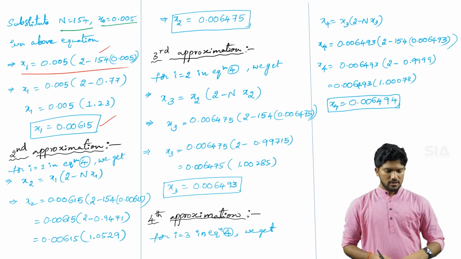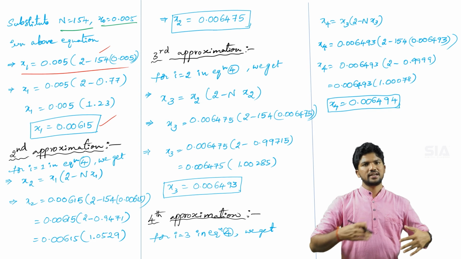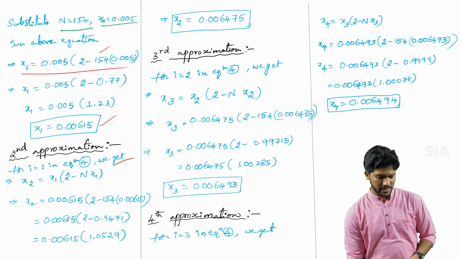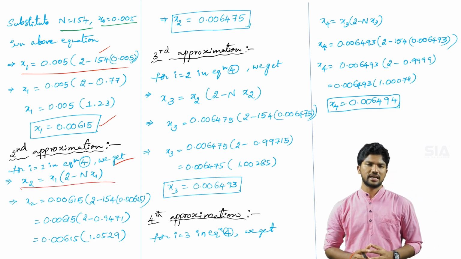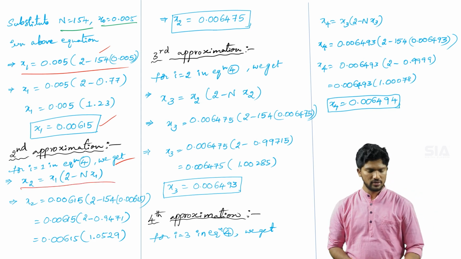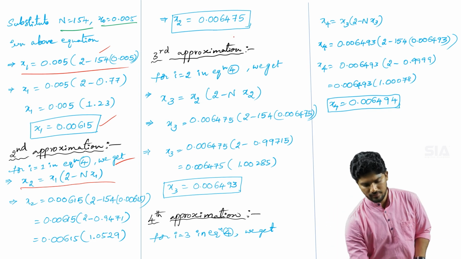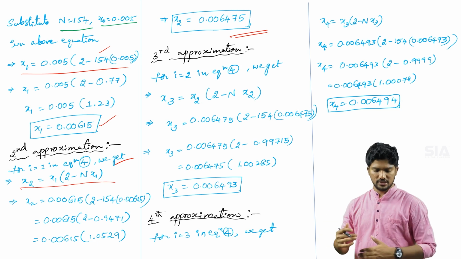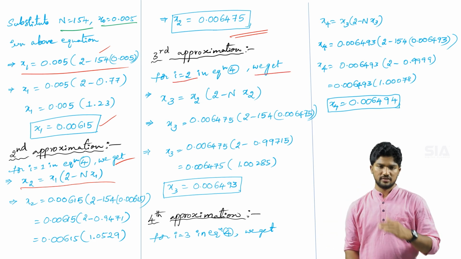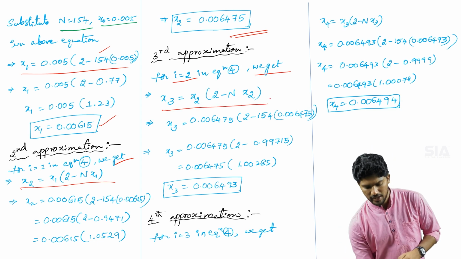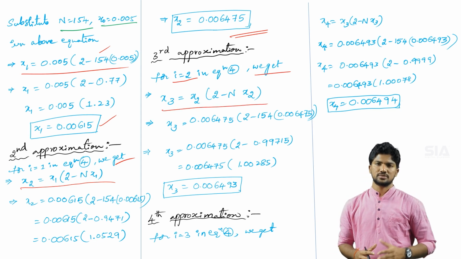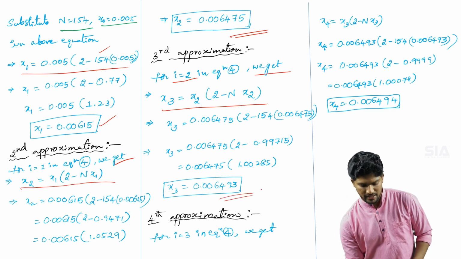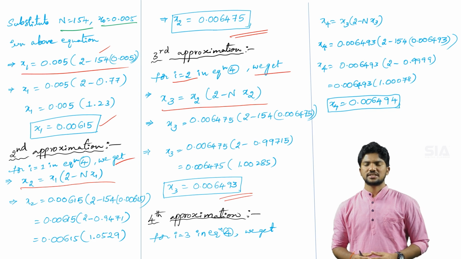Next, to get the confirmation, you have to do the iterations. So for the second approximation, i is equal to 1 in equation 4, then you will get x2 is equal to x1 into 2 minus n into x1. So substitute the x1 value and n is equal to 154, and if you simplify you will get x2 is equal to 0.006475. Next, the third approximation, for i is equal to 2 in equation number 4, you will get x3 is equal to x2 into 2 minus n into x2. Already we have the x2 value and capital N is equal to 154. Substitute those values, then you will get x3 is equal to 0.006493.